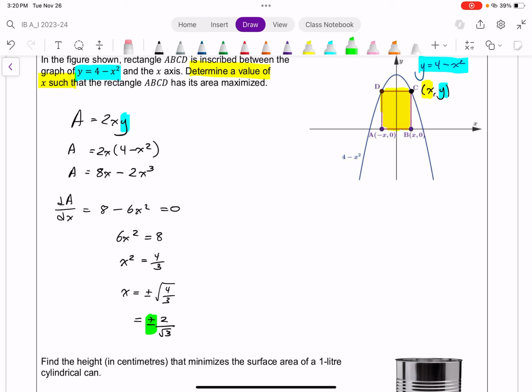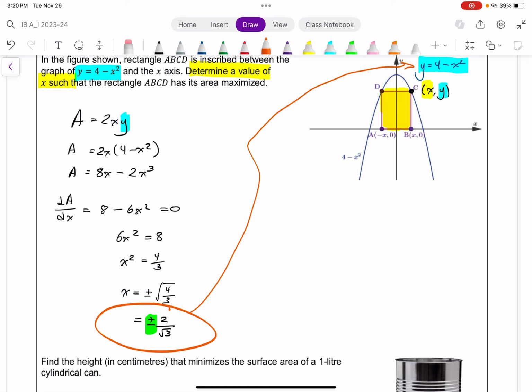And I've now finished the question, because I'm just trying to find the value of x. So when x is either positive or negative 2 over root 3, or some variation of that number, then my area will be maximized. If I wanted to find the y coordinate, it wouldn't be difficult. I would just put it into that equation there. If I wanted to find the area, it wouldn't be difficult. I just put it into here. But it doesn't ask for that, so I'm not.